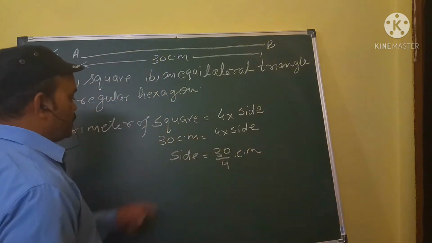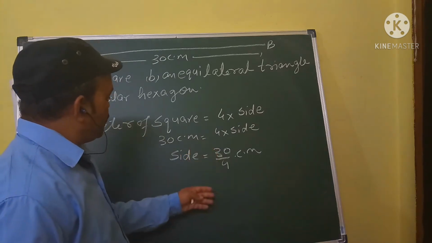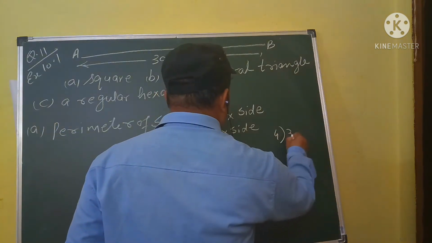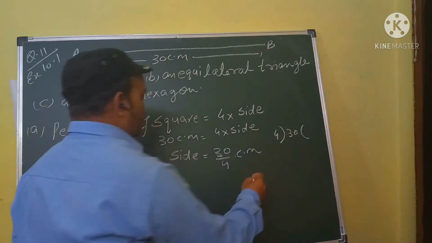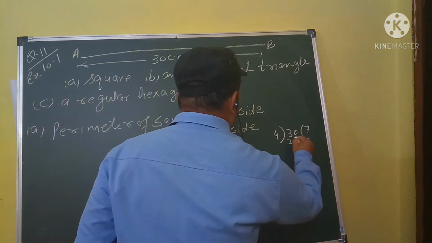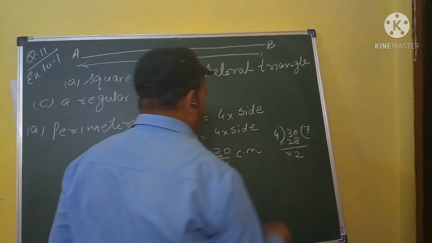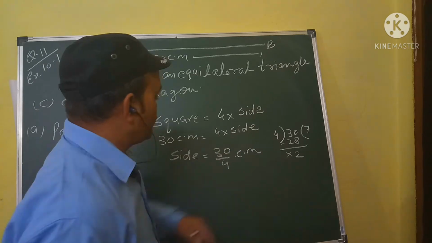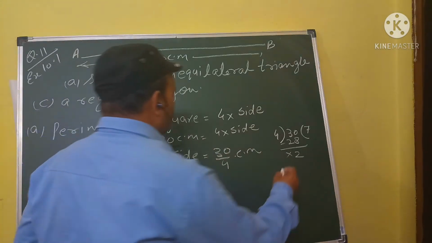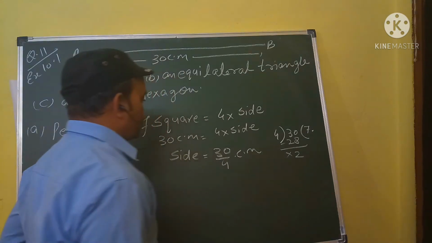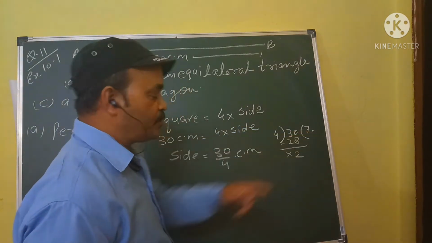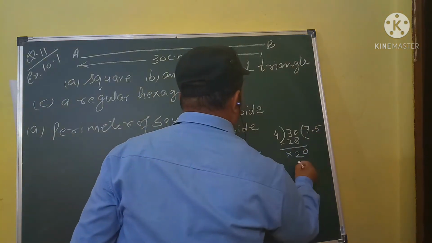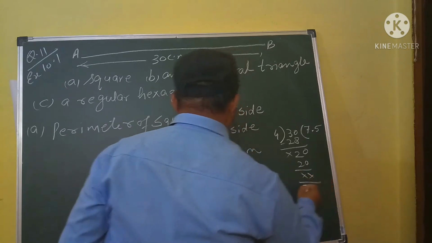Okay, 30 upon 4. Now after division what will you get? 30 divided by 4: 4 sevens are 28, 30 minus 28 gives you 2. Division is not possible further, so what will you do? Put here one decimal point and put a 0 after it. Then 4 fives are 20 and the remainder is 0.